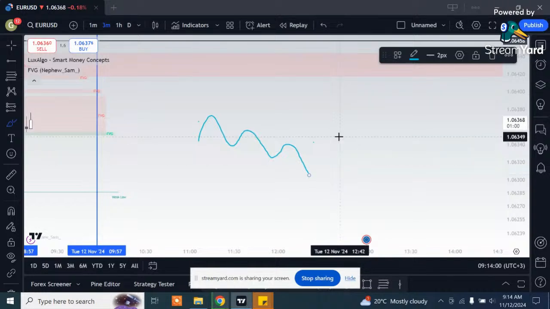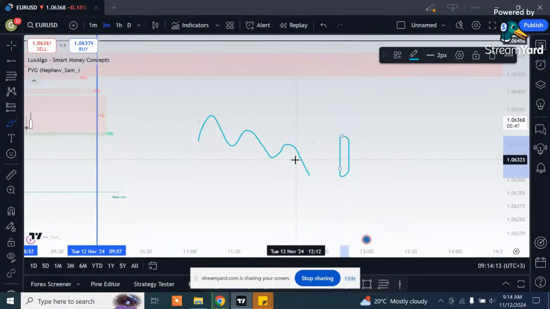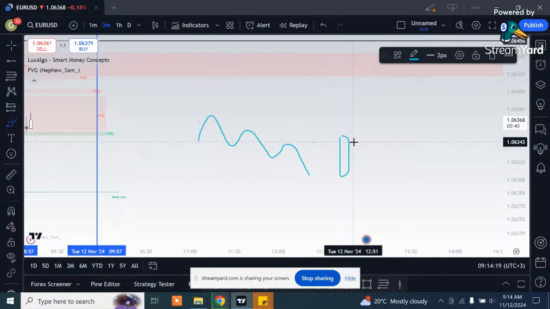What I'd like to see, let's say this was the candle from the previous hour, remember, price is bearish on the 1 hour time frame. So basically what I want to see is price in the next hour to come.